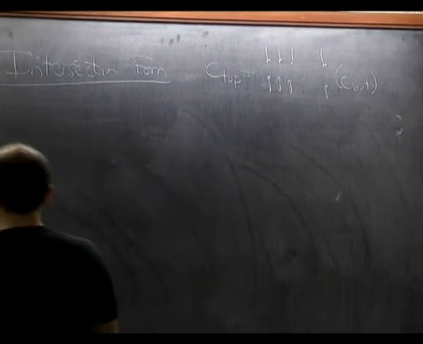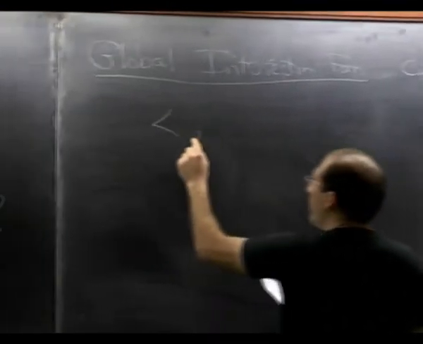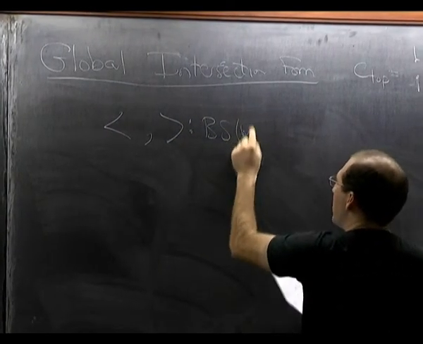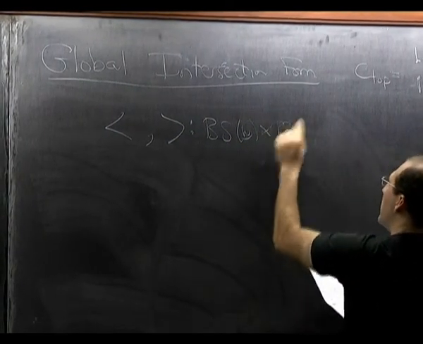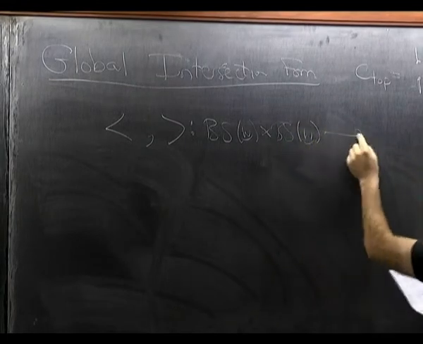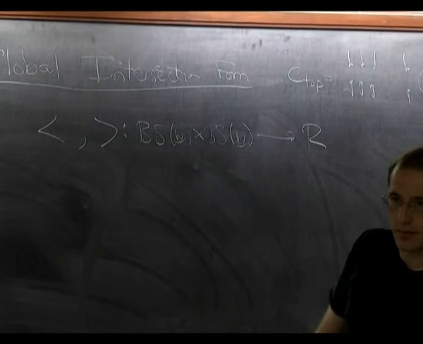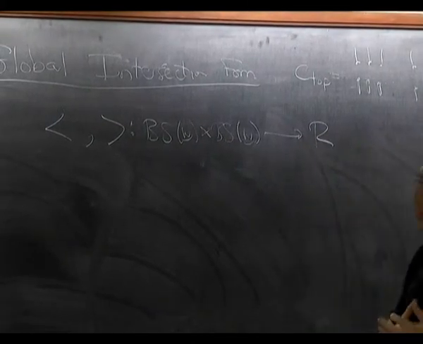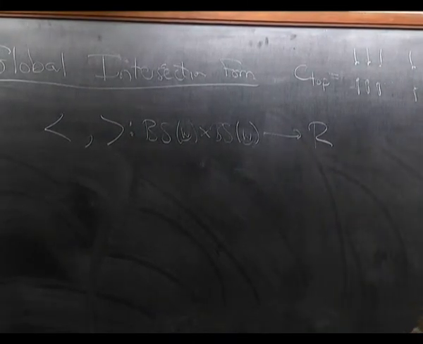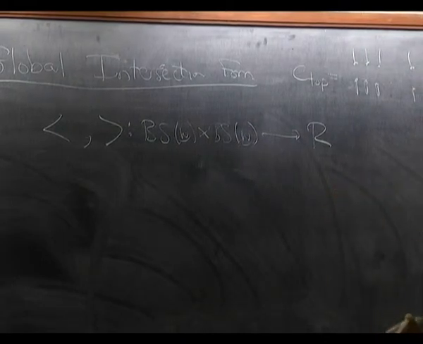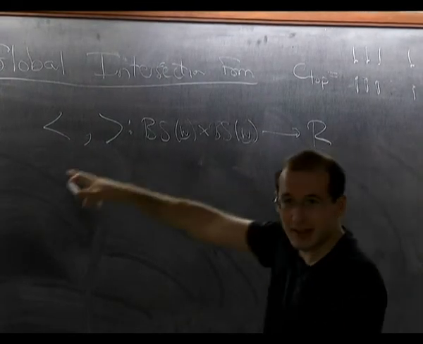Okay. And so now we define this form from BSW cross BSW to R. It's the highest degree basis element in this basis. All right, there are many bases, right? In fact, it's also the highest degree element in this basis.